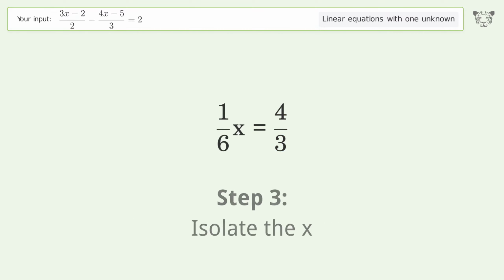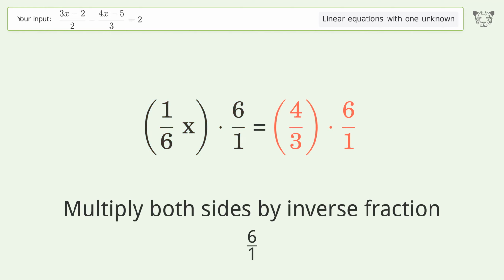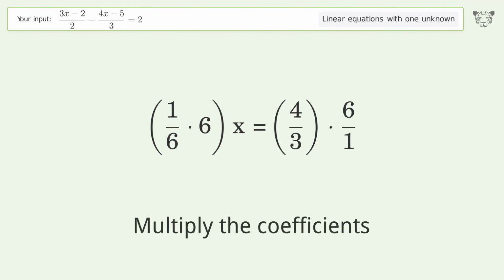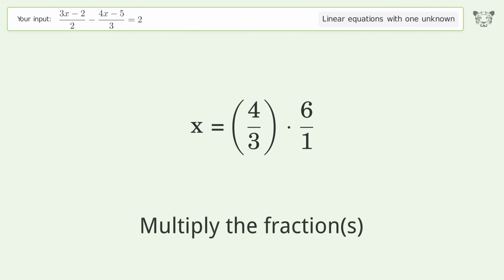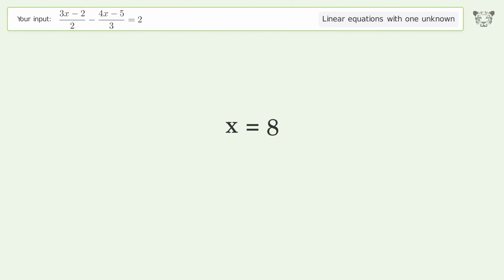Isolate the x. Multiply both sides by inverse fraction 6/1. Group like terms. Multiply the coefficients. Simplify the fraction. Multiply the fractions. Simplify the arithmetic. And so the final result is x equals 8.